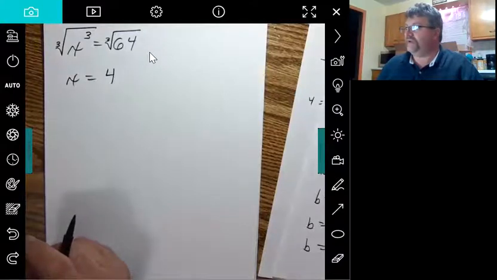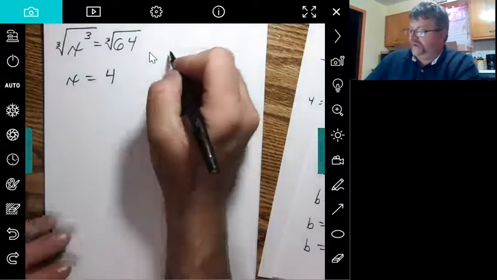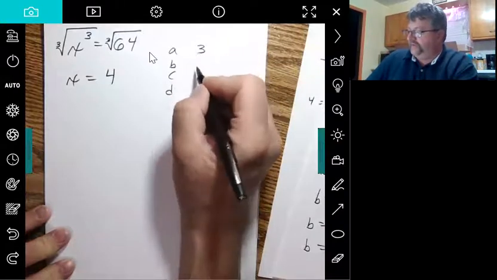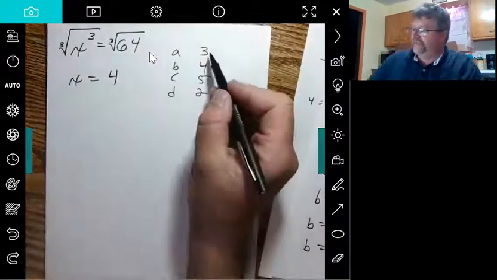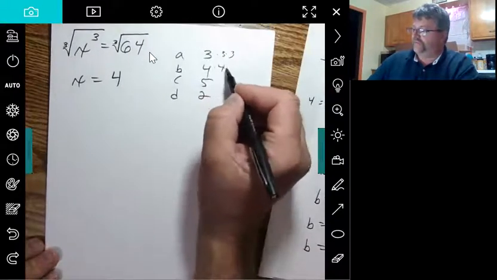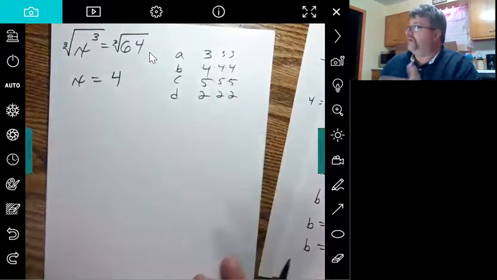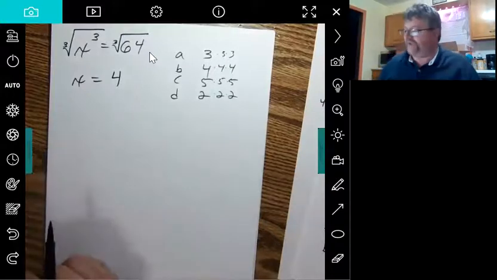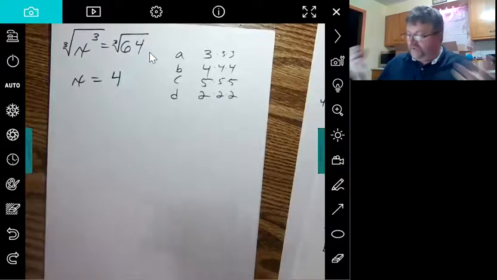Again, in a multiple choice situation, in a pinch, you're going to have choices A, B, C, and D, where A is 3, B is 4, C is 5, whatever. You can just try that: take 3 times 3 times 3, and see what it is. 4 times 4 times 4, 5 times 5 times 5, 2 times 2 times 2. One of those has got to be the right answer, right? So you can figure it out backwards even in a multiple choice situation.